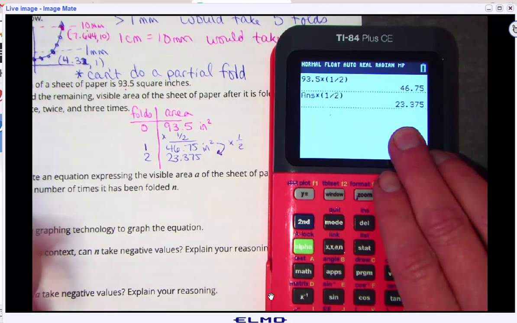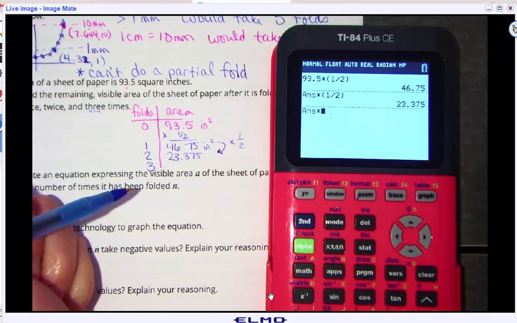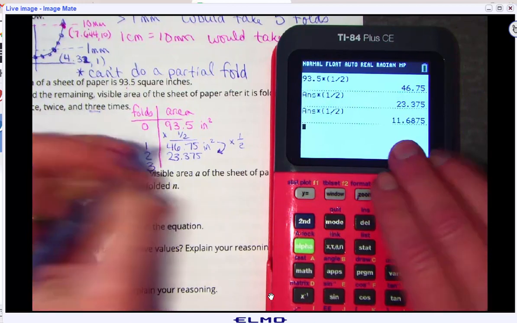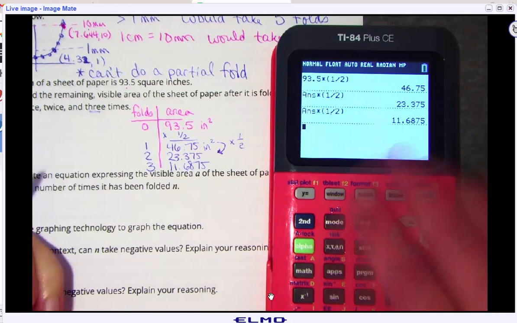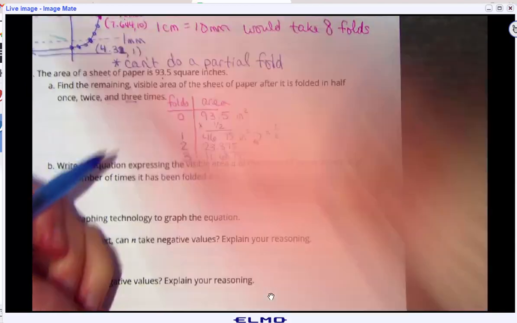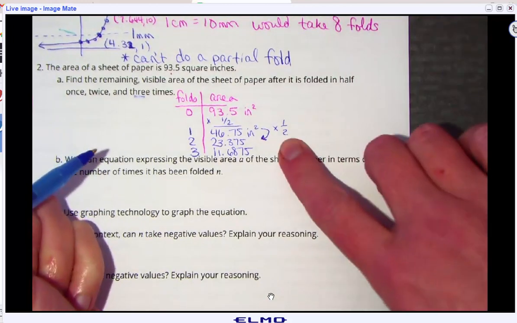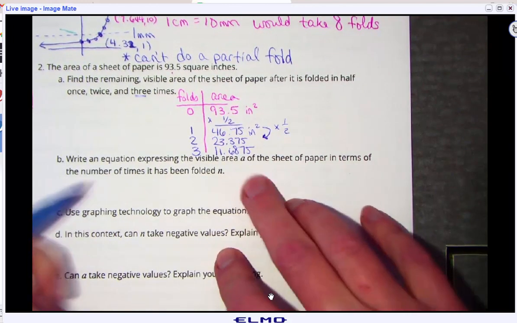23.375. And I need one more time because it asks up to 3 times. So I'm going to take my answer again, multiply it by 1/2, and we get 11.6875 square inches. And yes, I could have multiplied that by 0.5. It means the same, so you're good to go.